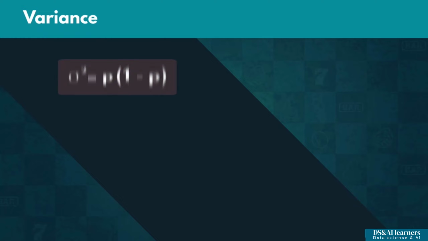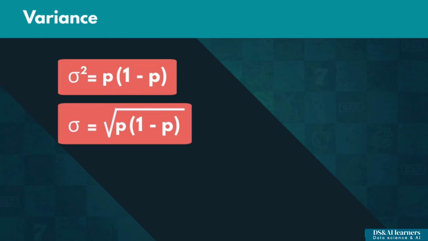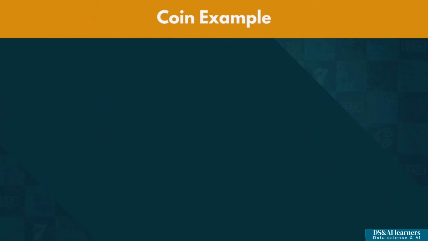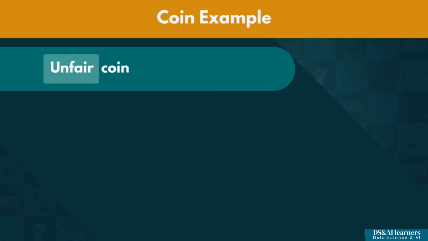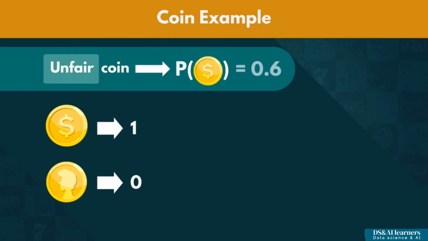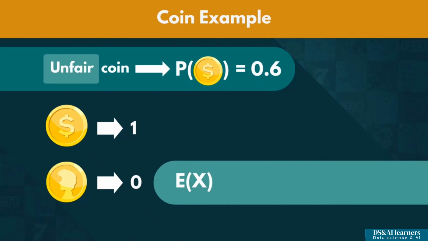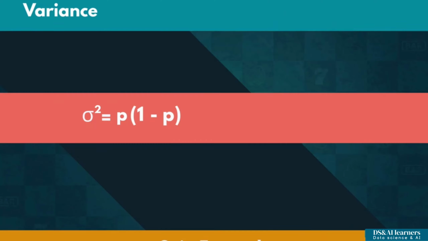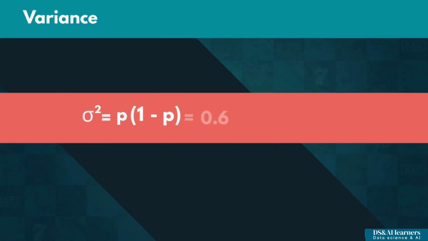Once again, we can calculate the variance and standard deviation using the formulas we defined earlier, but they bring us little value. For example, consider flipping an unfair coin. This coin is called unfair because its weight is spread disproportionately, and it gets tails 60% of the time. We assign the outcome of tails to be 1 and p to equal 0.6. Therefore, the expected value would be p, or 0.6. If we plug in this result into the variance formula, we would get a variance of 0.6 times 0.4, or 0.24.